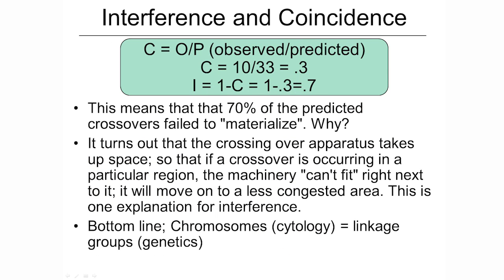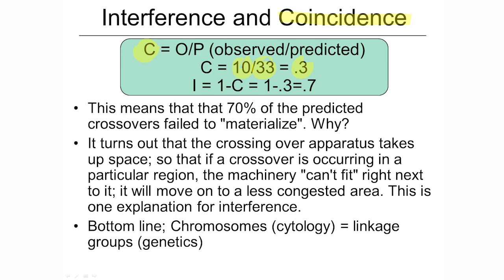The opposite of interference, it turns out, is called coincidence. I know that word is used in a certain way in English, but coincidence really means two things happening together. And it also means, in this case, the coincidence with our observations, with our predictions. So coincidence equals the observed amount, the number we actually saw, divided by the predicted amount. So in this case, we actually saw 10, right? We had predicted 33. If you do the math, it's about 0.3 or 30%. We saw 30% of the crossovers that we had predicted.